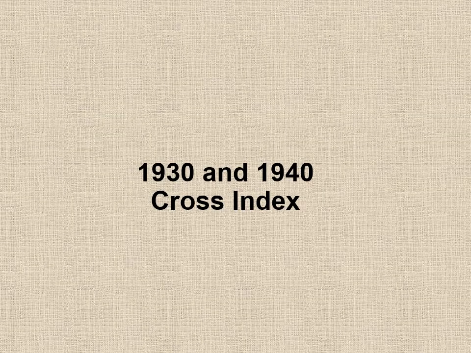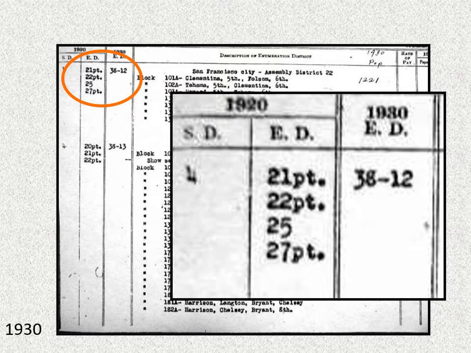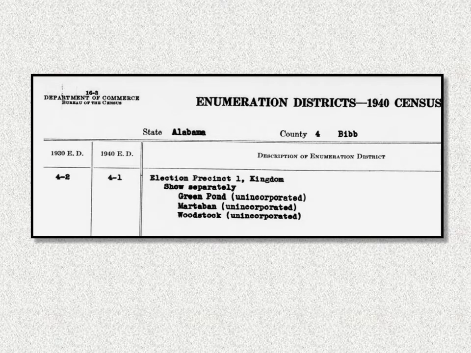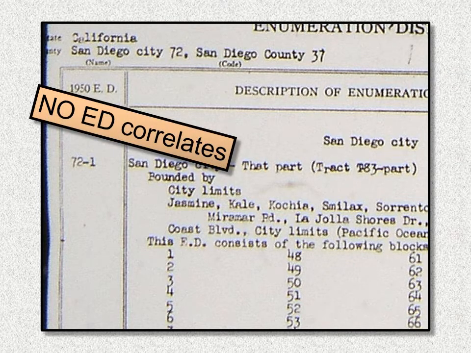You may also see something called a cross index on the ED definitions. Here is a 1930 to 1920 San Francisco city. If we look at the upper left, we'll see the 1930 ED number and the 1920 EDs that make up the 1930 enumeration district area. We found that useful for some of our transcriptions. We're going to talk about the format of these EDs in a second. Here's another one showing 1940 and 1930, a rural area. But in 1950, you're not going to see that cross table. There's only one column, and that will show the 1950 enumeration district number.